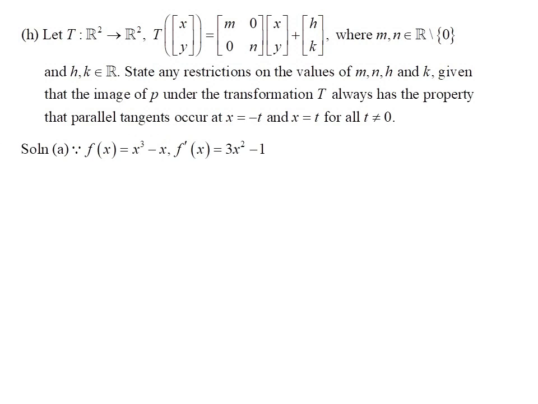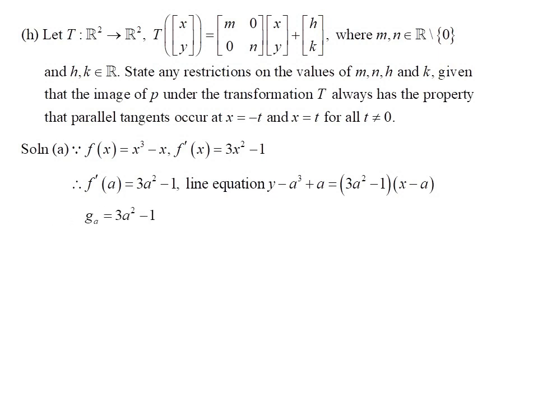This is a long question, and we start with part A. Since f of x equals x cubed minus x, its derivative equals 3x squared minus 1. So f prime of a equals 3a squared minus 1, which gives the line equation at the point (a, f(a)). So y minus a cubed plus a equals (3a squared minus 1) multiplied by (x minus a). Hence, GA equals (3a squared minus 1)(x minus a) plus a cubed minus a.